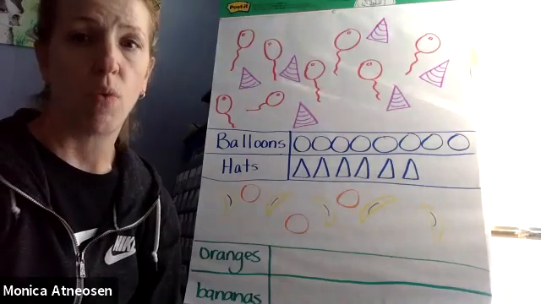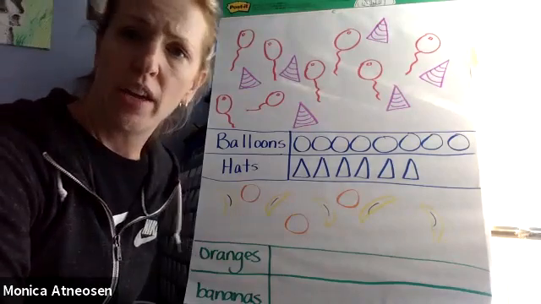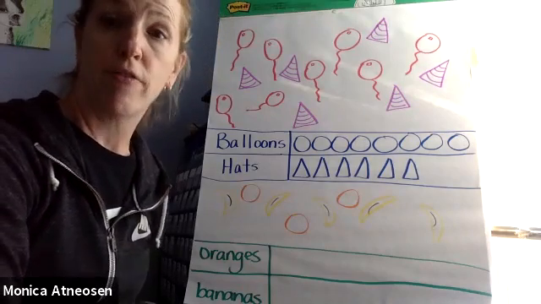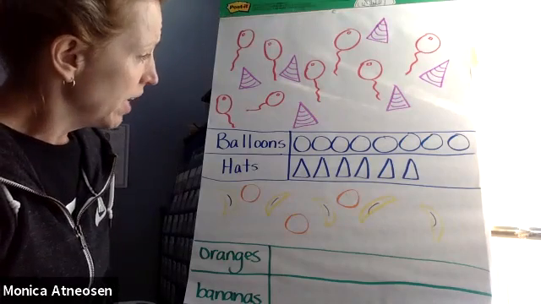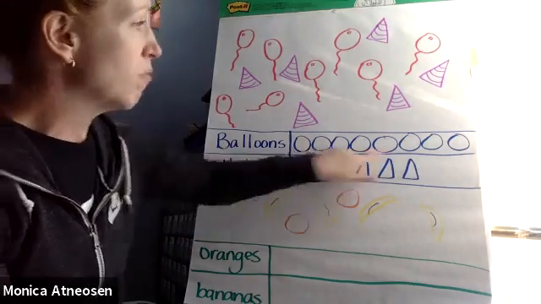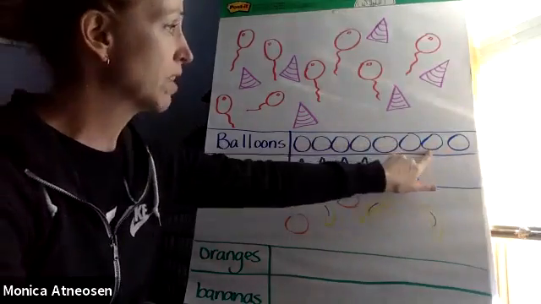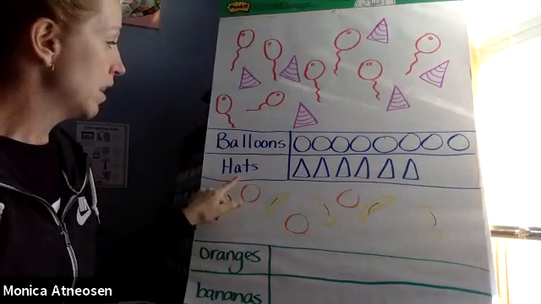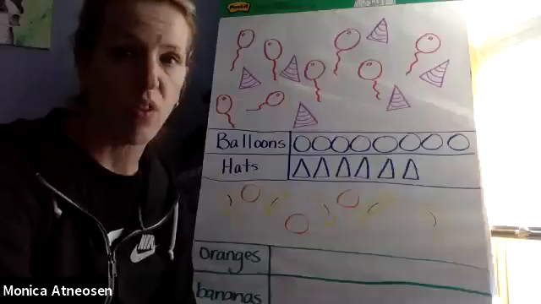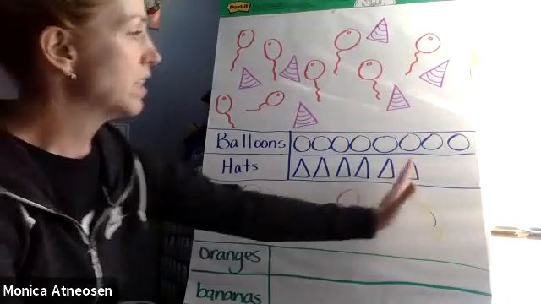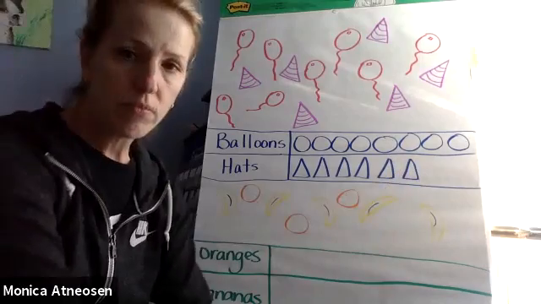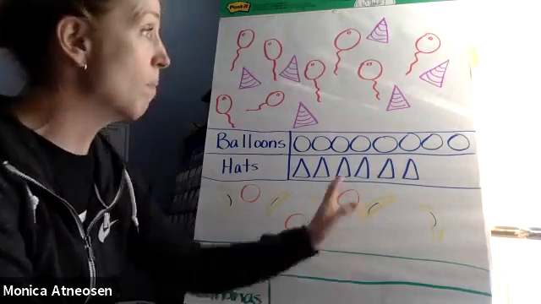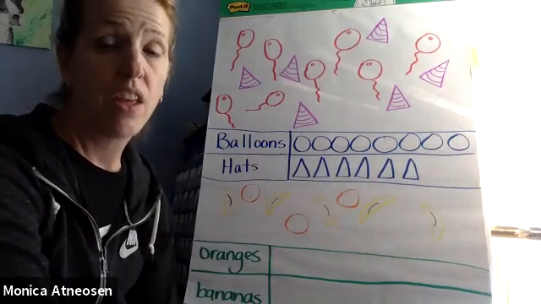Now, when we look at graphs, what we're trying to find out is what we have more of, and then we're trying to find out what we have less of. And another word for less is fewer. So we're going to try and figure out what we have fewer of. And if we just look at it, we can tell that we have more balloons. And we can tell that because the balloons go further. The balloons go all the way out to here. And we can tell that the hats we have fewer or less or not as many because they stop right here.